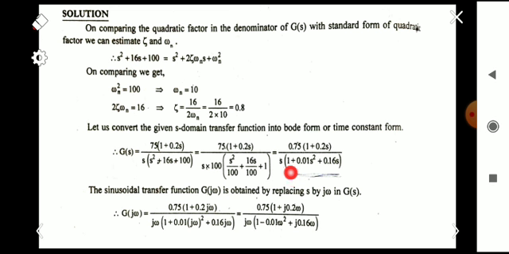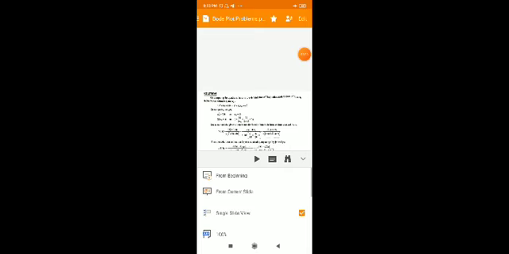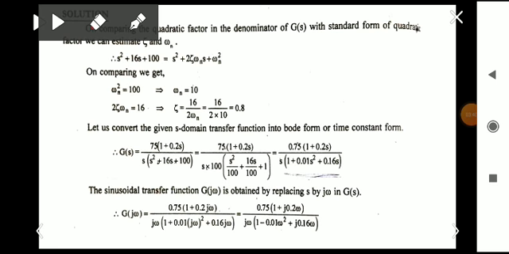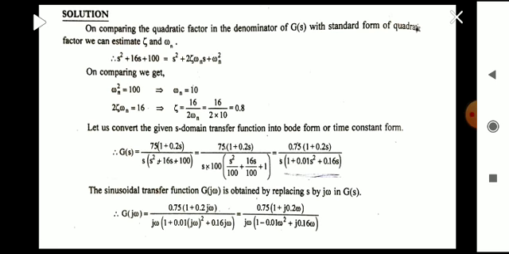After that we have to write the sinusoidal transfer function. This function is in the s domain, so by substituting s equal to j omega, we write the sinusoidal transfer function: 0.75(1 + 0.2jω) divided by jω(1 + 0.01(jω)² + 0.16jω). Here (jω)² becomes, since j² is minus 1, the term 1 - 0.01ω² + j0.16ω.